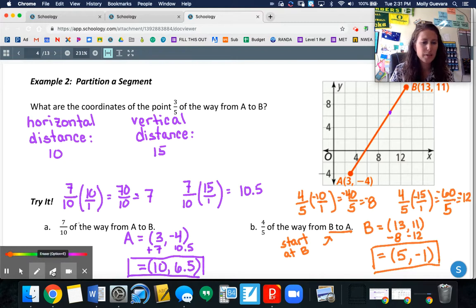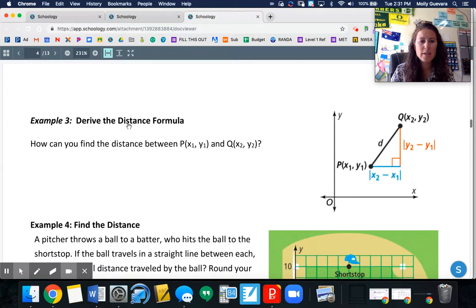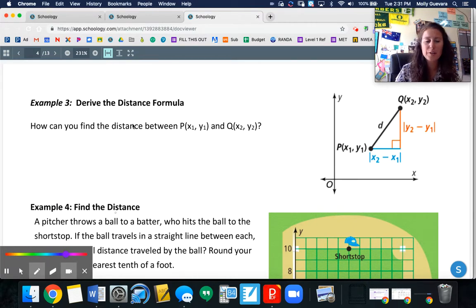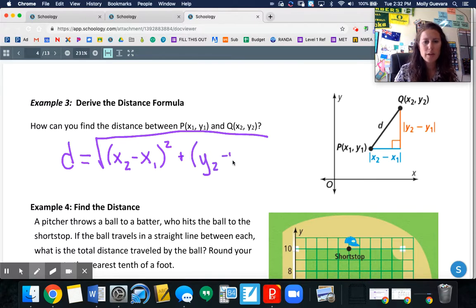I'm going to go ahead and erase this and scroll down. We actually already know example 3, it's just rewriting the distance formula. Since we already have the distance formula in our notes, we just talked about it earlier, we're just going to write the distance formula. So distance is equal to the square root of x2 minus x1, so you take your two x's, subtract them, squared, and then y2 minus y1 squared.